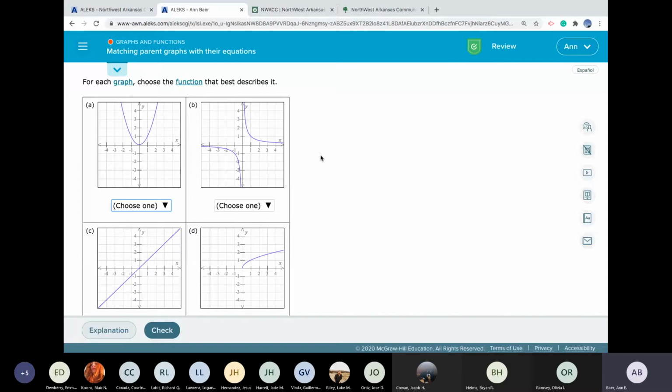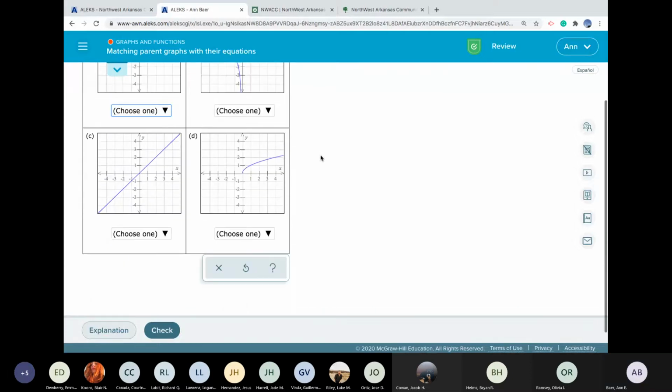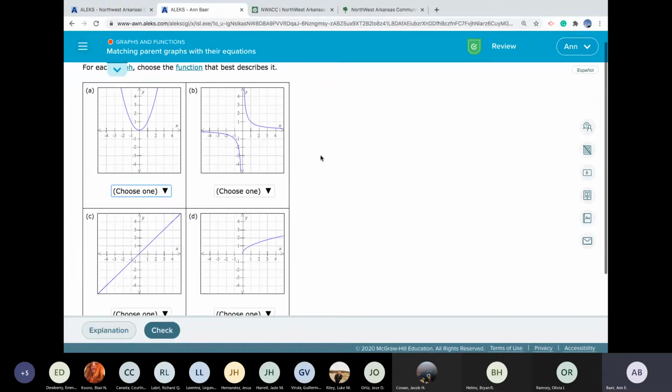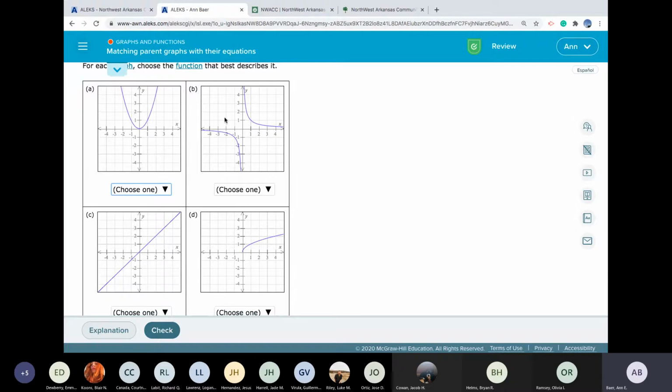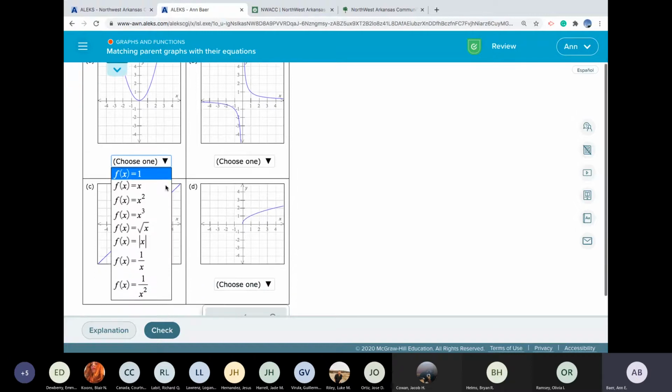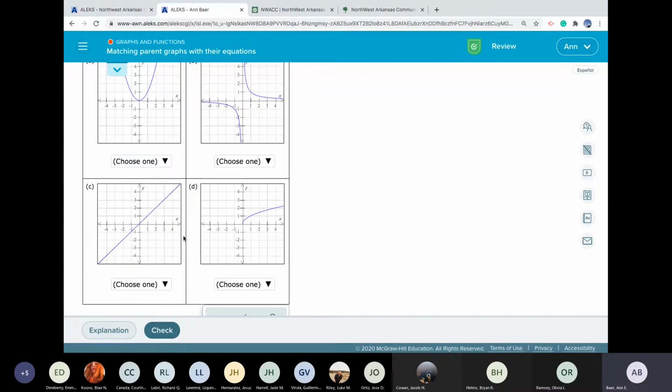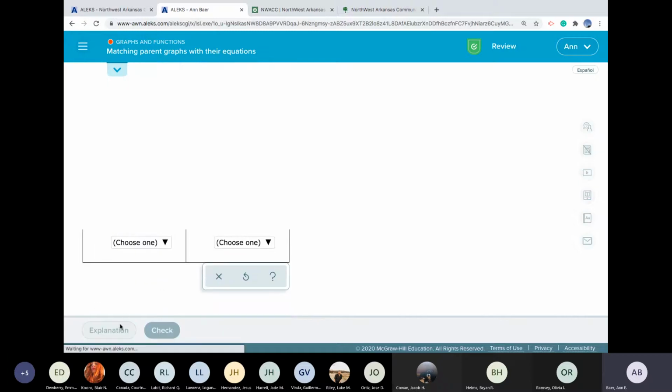Now you see that ALEKS is going to give you 4 graphs for each one of these questions. You also see there's a lot of choice here for each one: f of x equals 1, f of x equals x, then x squared, x cubed, square root of x, absolute value of x, 1 over x, and 1 over x squared. We're going to talk about how you can do those all on your calculator too. Let's look at the explanation.